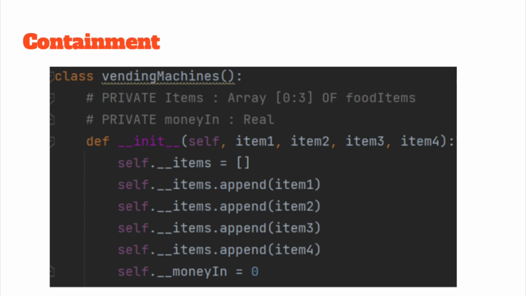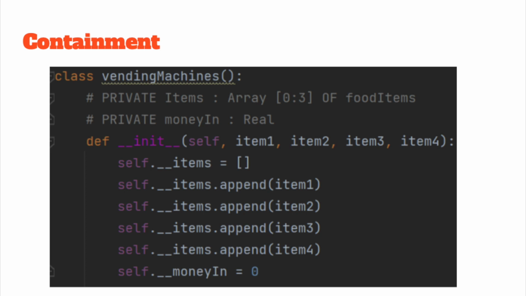And then self.items is equal to an array. And then self.items.append item 1, item 2, item 3, item 4 into that array. This is how we add to an array in a constructor. And then we're going to define money in. We set it to 0 because the money hasn't been put in yet. Pause the video, study this if you're not sure how this works.